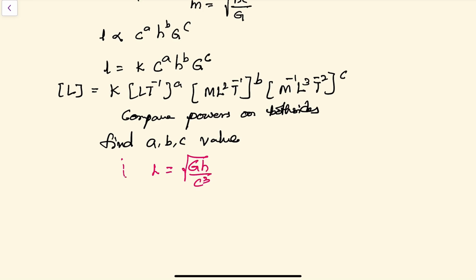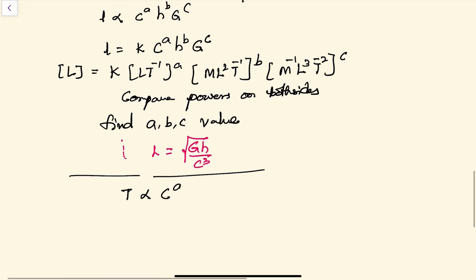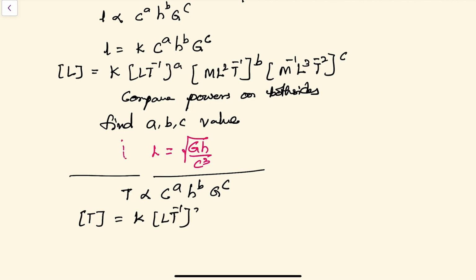Next, third one. Time is proportional to C power A, H power B and G power C. So time T is equal to some constant K, L T minus 1 to the power A, M L square T power minus 1 to the power B, M power minus 1 L cube T power minus 2 to the power C.